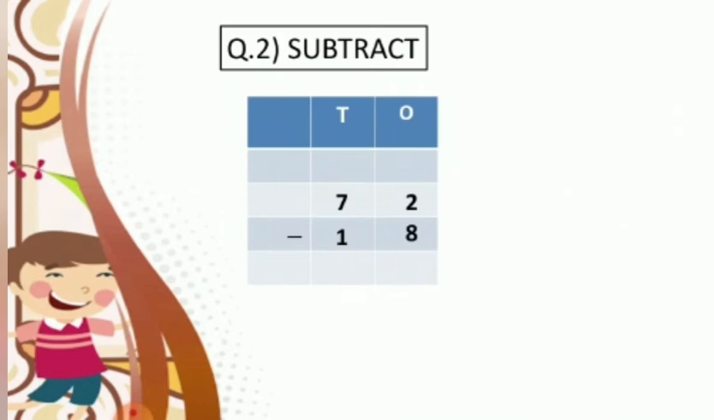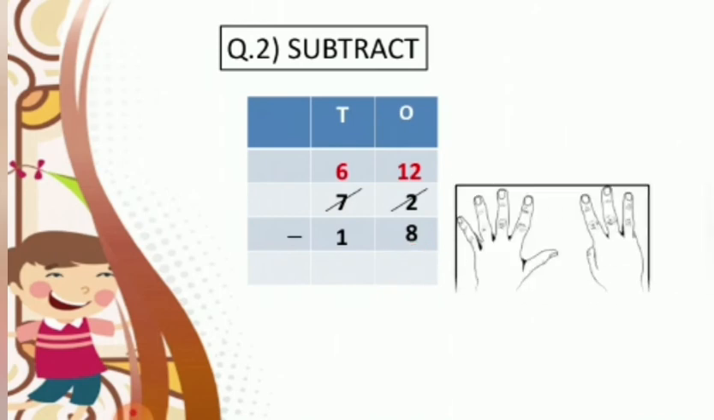No. So what we have to do is, we will regroup it, or you can say borrow it. So we will borrow from tens. So put a cross on 7. We will take one tens away from here. So it will be now 6. And we will add here 10 ones. So we will cross here 2 and 2 is already there. So 2 plus 10 becomes 12. Now 12 minus 8 can be done.